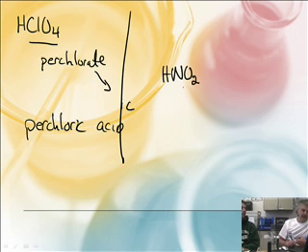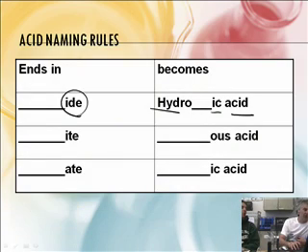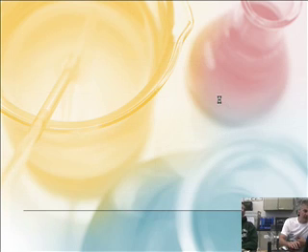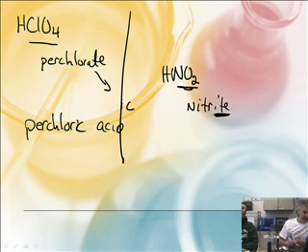What about if we do HNO2? Now, NO2 is nitrite. But ites, if we look on our chart here, ite becomes ous, not us, but O-U-S. It's spelled O-U-S. So this is nitrous acid. That's pretty easy.